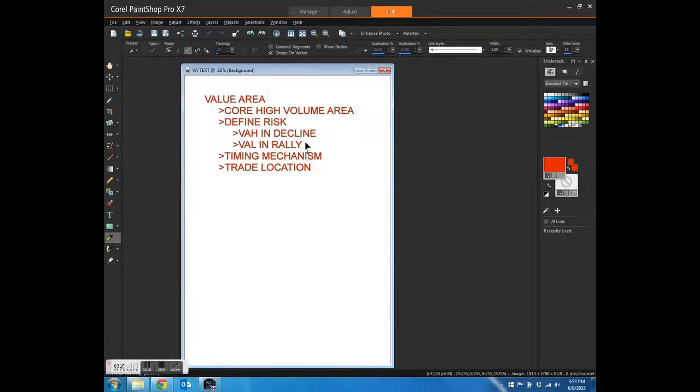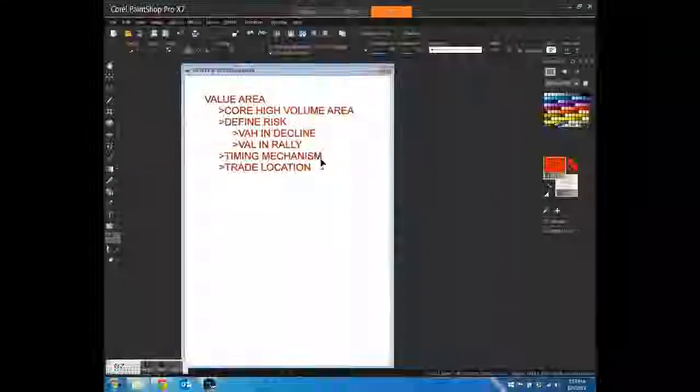They're a good timing mechanism. We'll get into that in the timing section. They're also good for trade location, or support and resistance, when they're first tested.